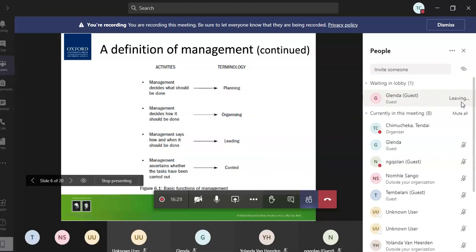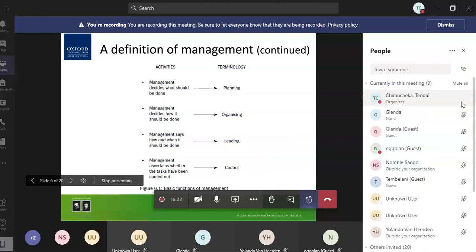So it is important. I'm sure you've also noticed on the tutorial task that you completed, some completed, some haven't yet completed, you would have realized there was a question on these management functions. So we are saying in terms of activities, management decides what should be done.